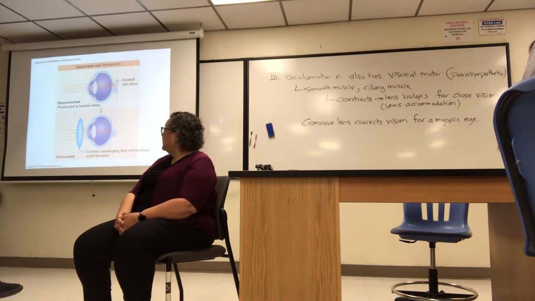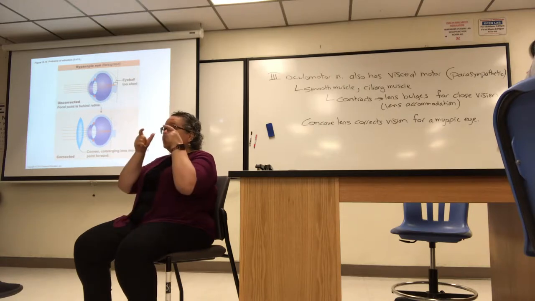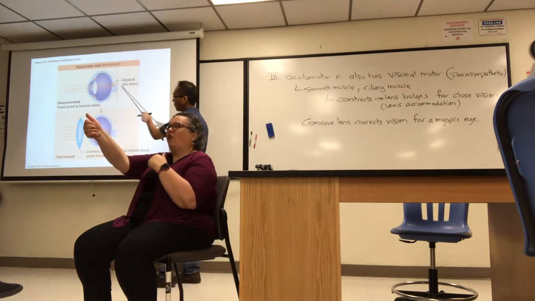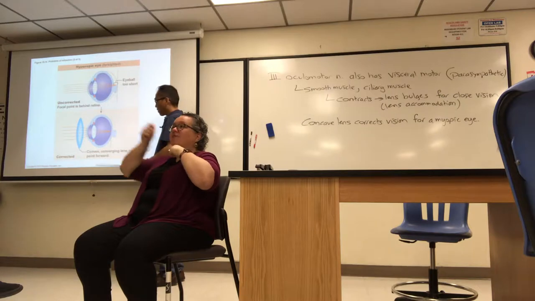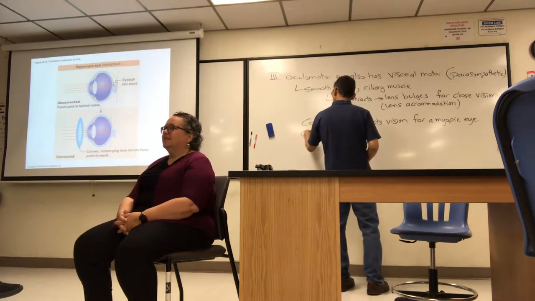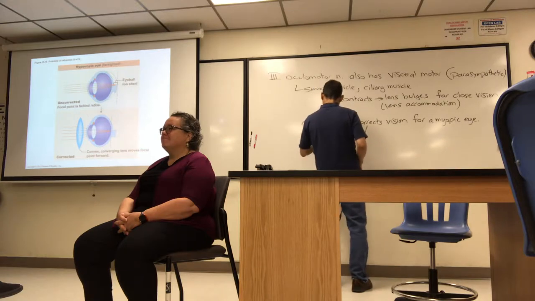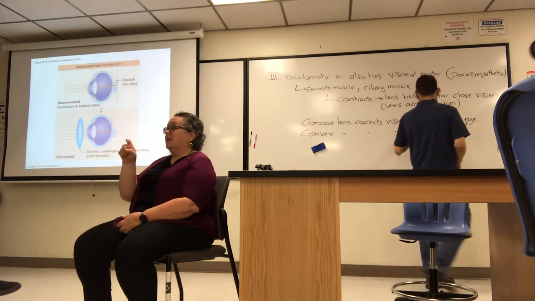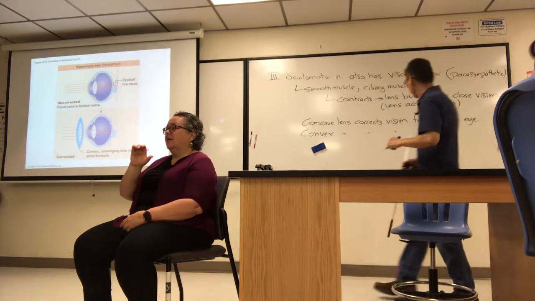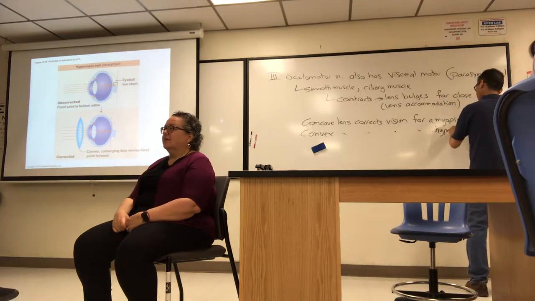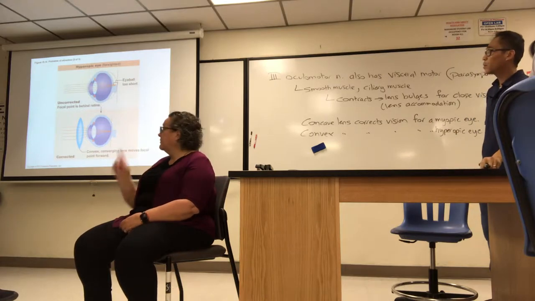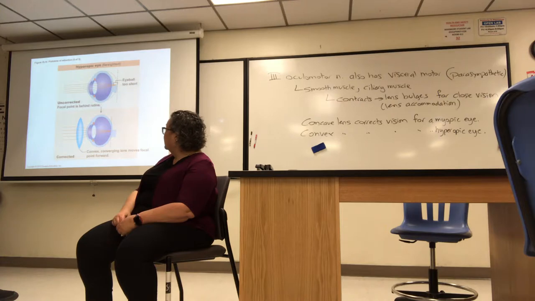A hyperopic eye is too short. You're farsighted. You can't see near. Okay. Whereas a myopic eye is nearsighted. You can't see far. So, eyeball's too short. You cross behind the focal plane. A convex lens will correct this. It'll bend the light rays in a way that they cross at the focal plane. Convex lens corrects vision for a hyperopic eye. Let me see there. So one eyeball is too long, one eyeball is too short.